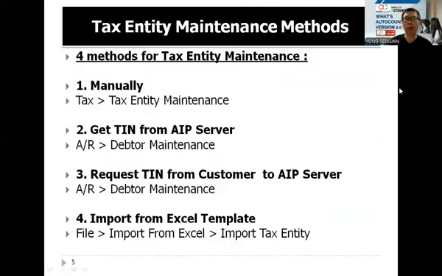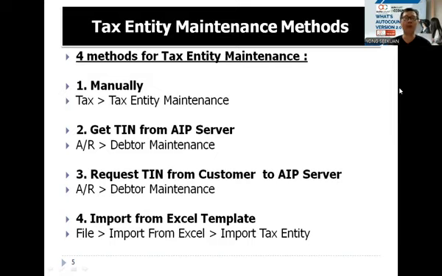So how we retrieve this test entity, or how to update this test entity in AutoCount, basically there are 4 methods to key in this test entity. First is by manual. Secondly, you can get this test entity from our AutoCount server, but subject to whether your customer or supplier has shared their test information, meaning their TIN number, to AutoCount.